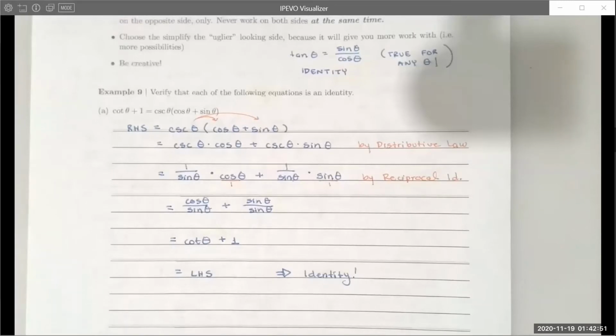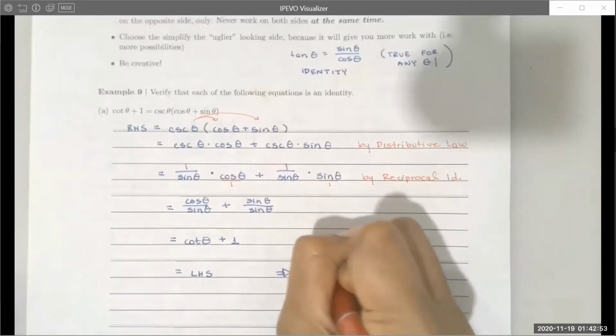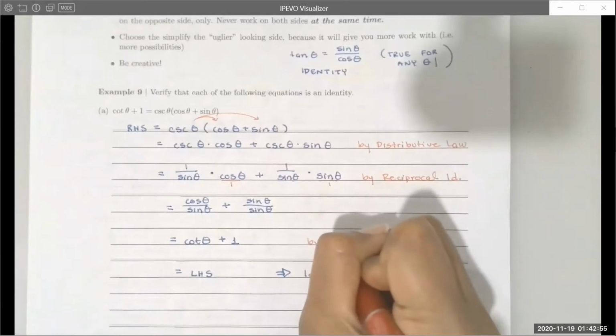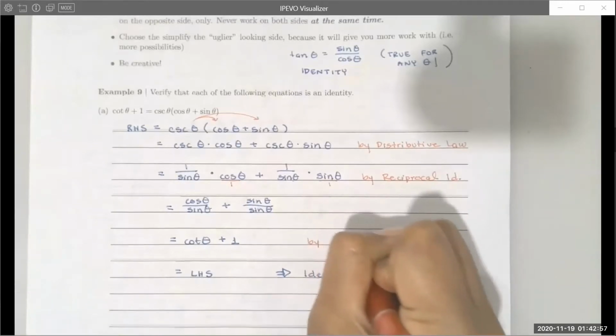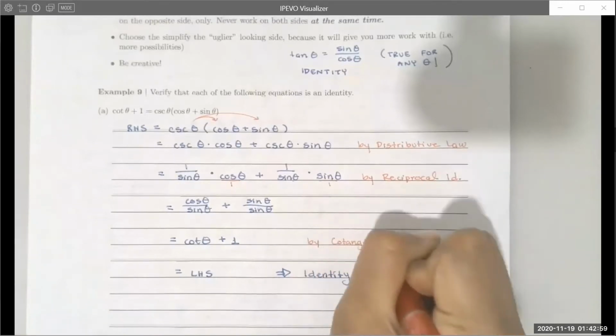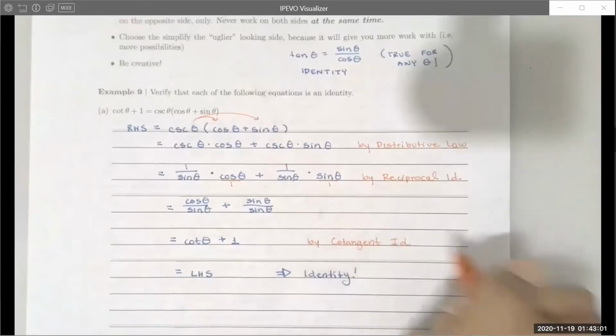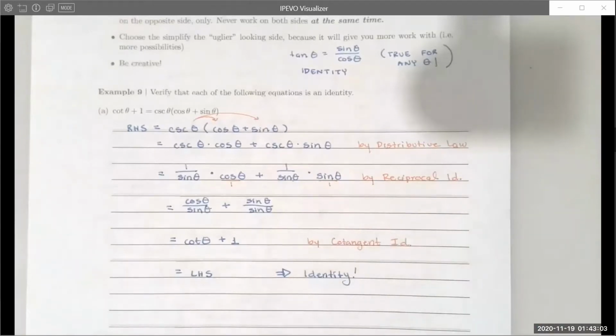I'm going to just write the justification here. Is this okay?